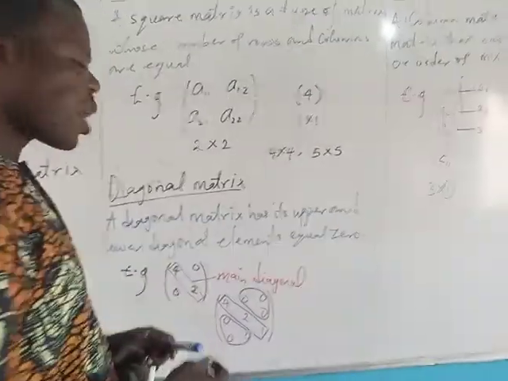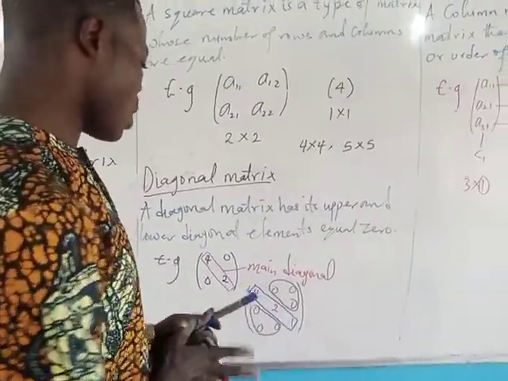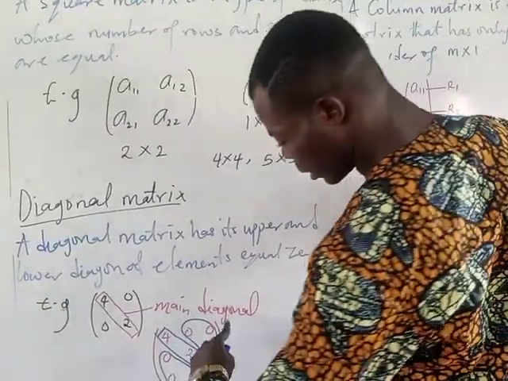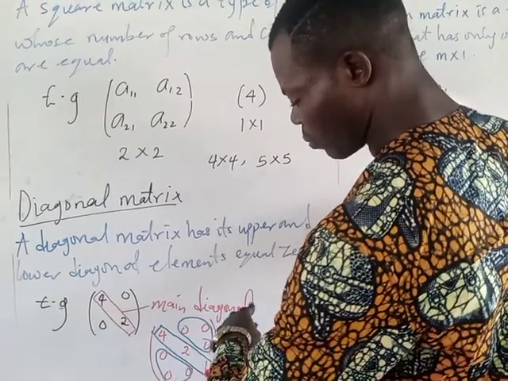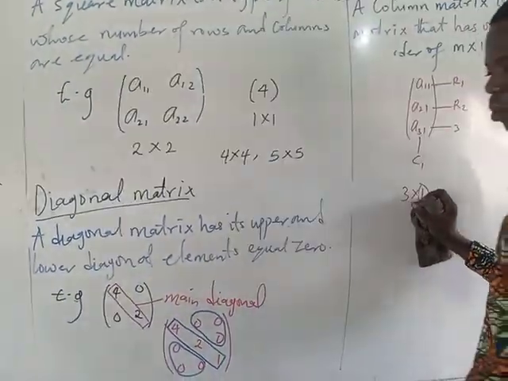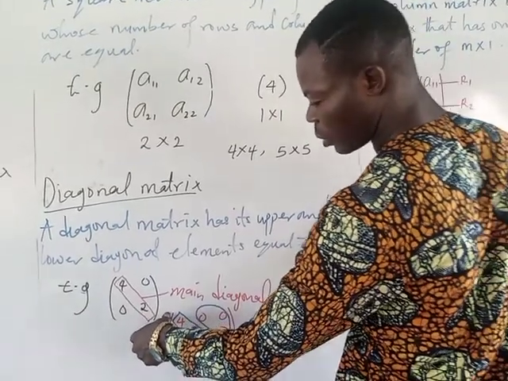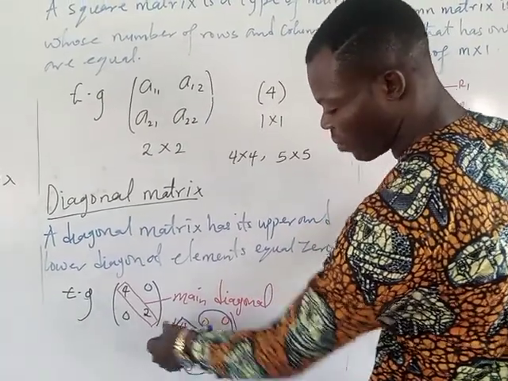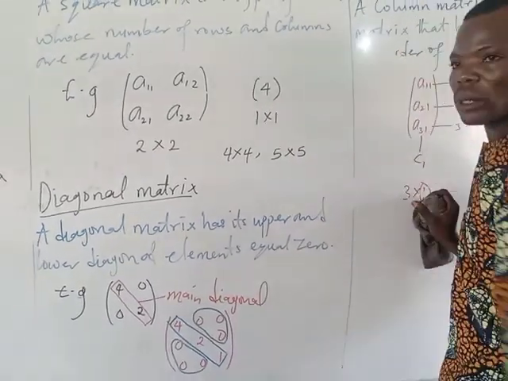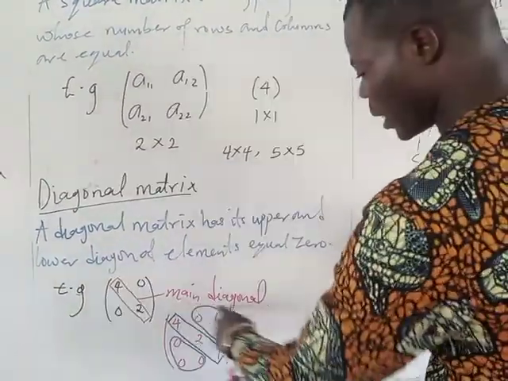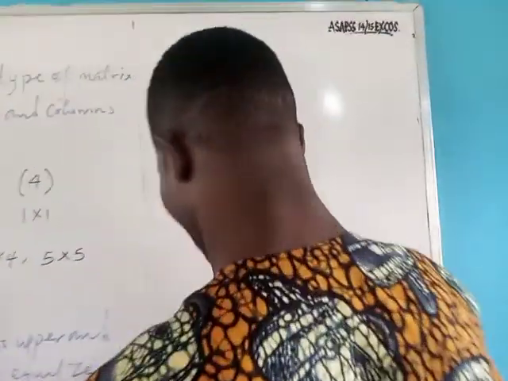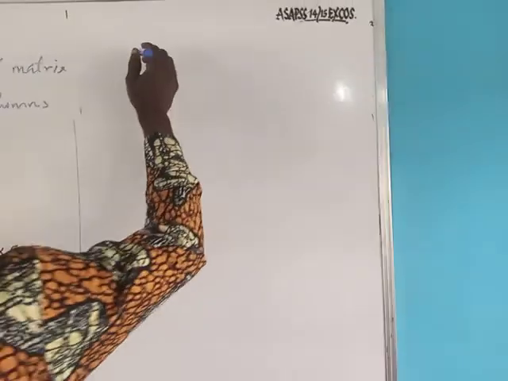So we may also have an anti-diagonal. Anti-diagonal in the sense that if the diagonal is from the left top to the bottom right, we call it the main diagonal. But if it is from the right top to the bottom left, this is the anti-diagonal.